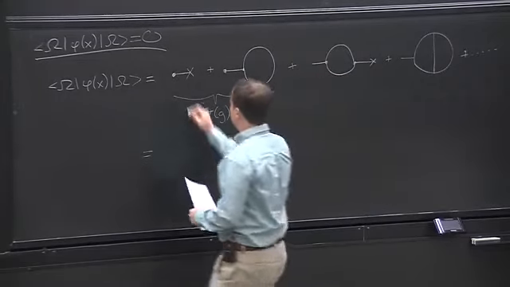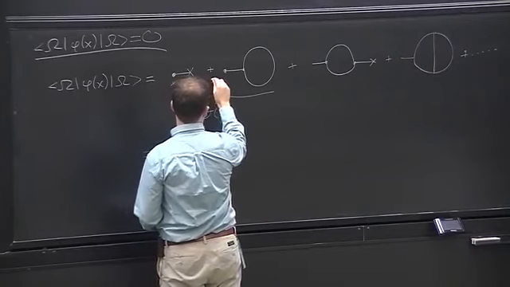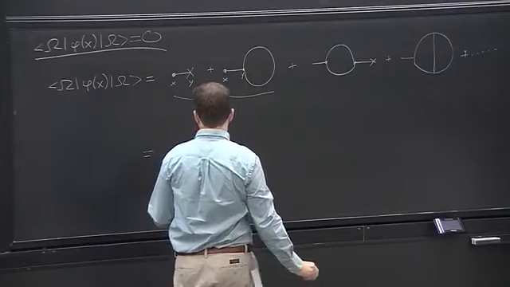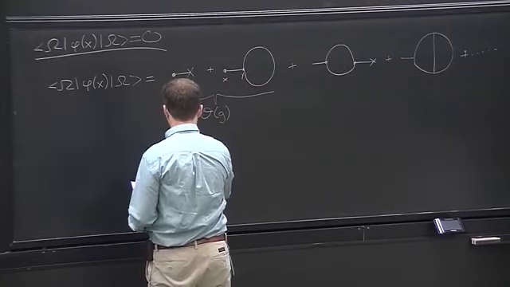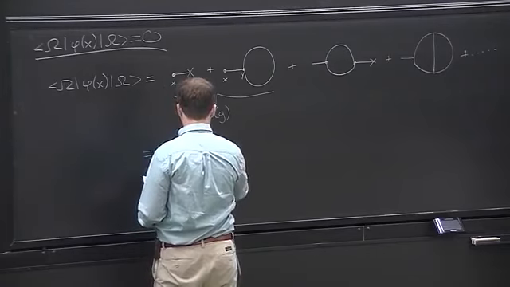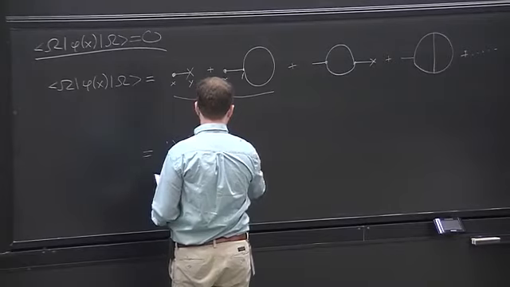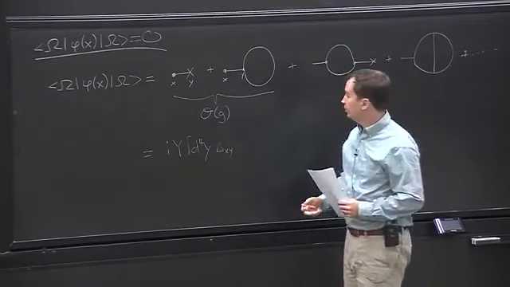To do that, it'd be useful to label them. So we have here an external point x, an internal point I'll call y. In the first diagram, we have one vertex, so we get a factor of iy integral d4y. And we've got a single propagator from x to y. And so that's our expression for the first diagram.